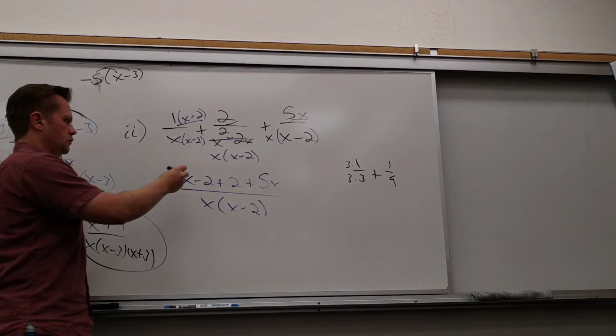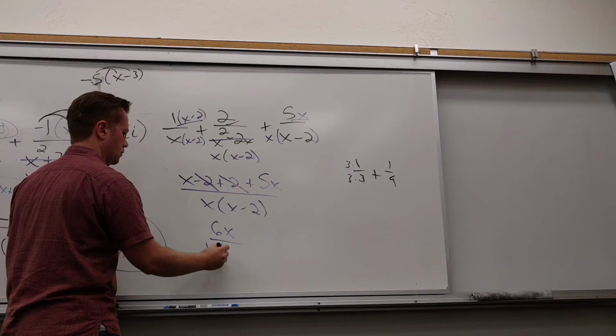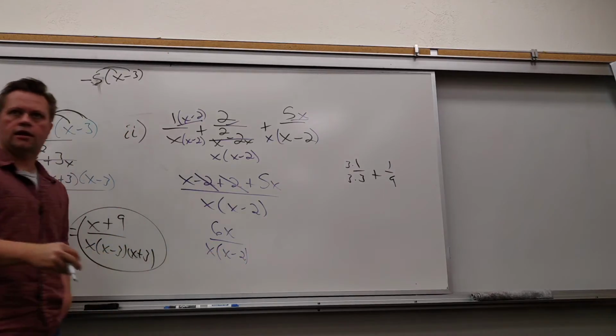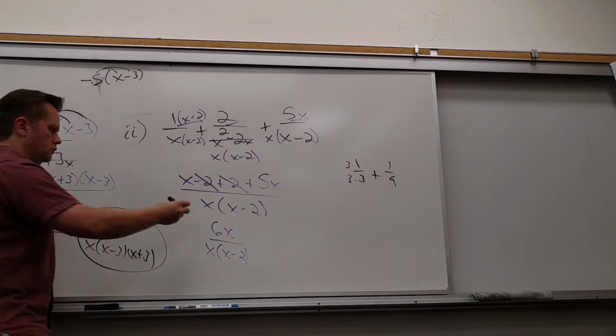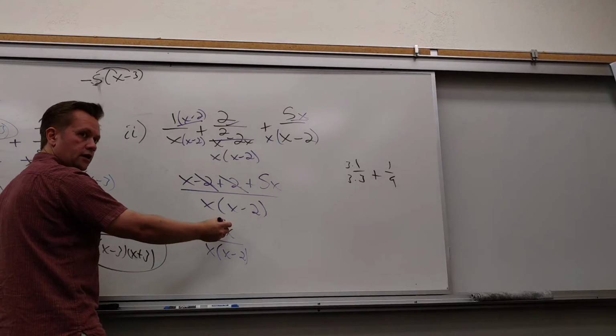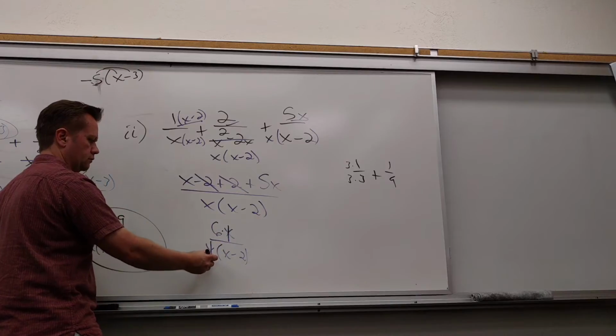6x. Yeah, these 2's go away. Over x, x, y minus 2. That's it. Now you can cancel. The last thing you worry about is, does anything cancel on the top and the bottom? Careful now. The x is canceled. 6 times x divided by x, the x is just canceled.